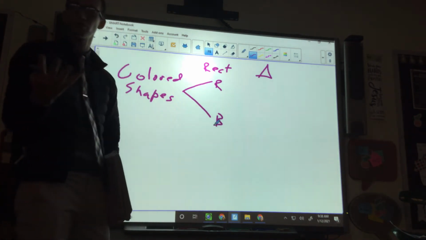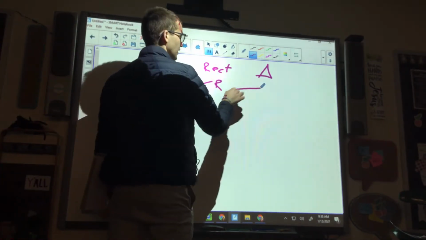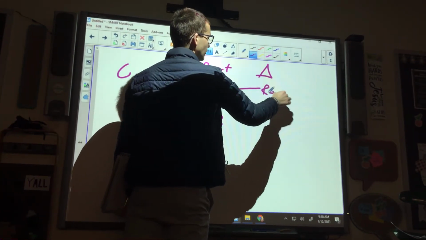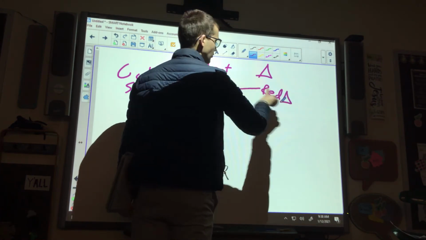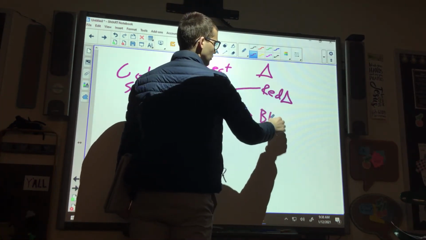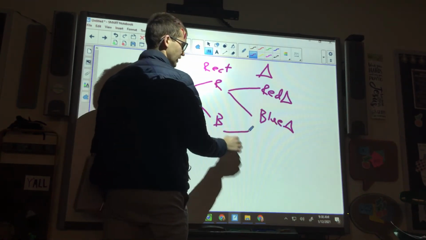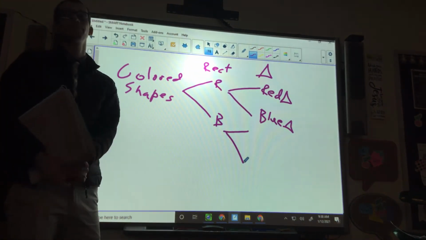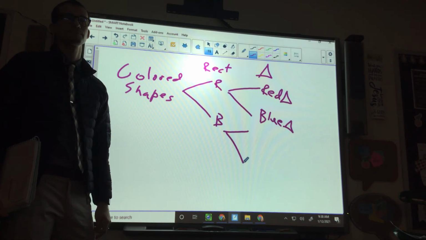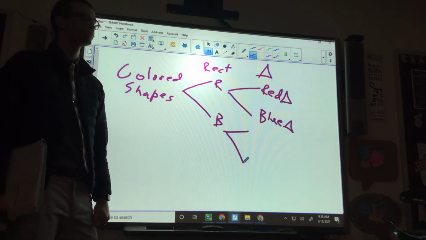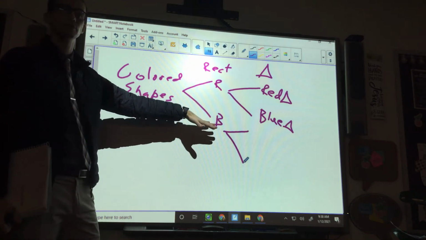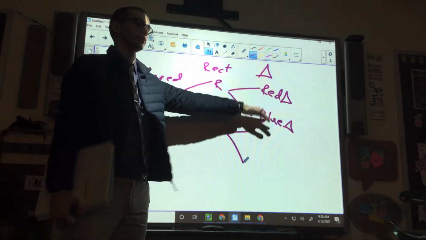So let's say the first one is a rectangle, and then the second one can be a red triangle or a blue triangle. A red rectangle or a blue rectangle, and the second one, red triangle, blue triangle.